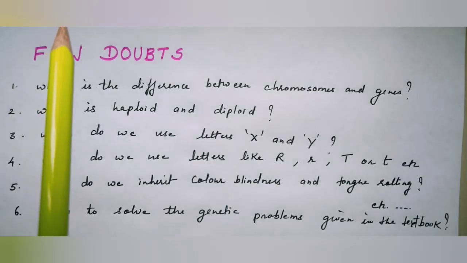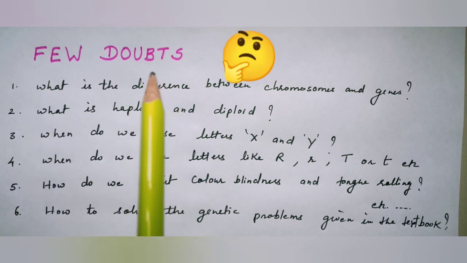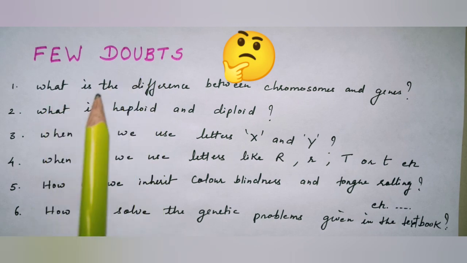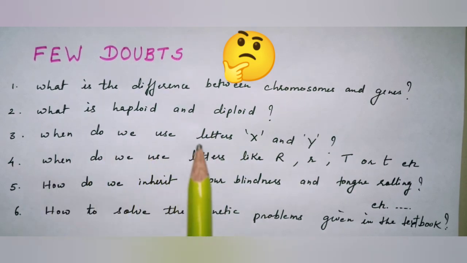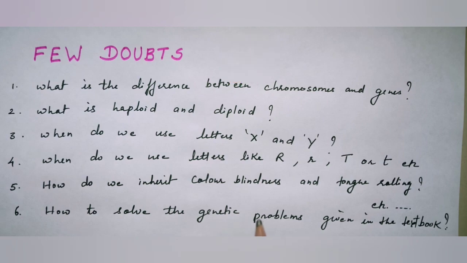As a student, I was always fascinated with the chapter genetics, but a few doubts would always remain in the mind. So questions would arise like what is the difference between chromosomes and genes? What is haploid and diploid? When do we use the letters like X and Y? Or when do we use letters like capital R, small r, capital T or small t, etc.? And how does the newly born child inherit the different characters? And many problems are always given at the end of the chapters. So how do we solve these problems?